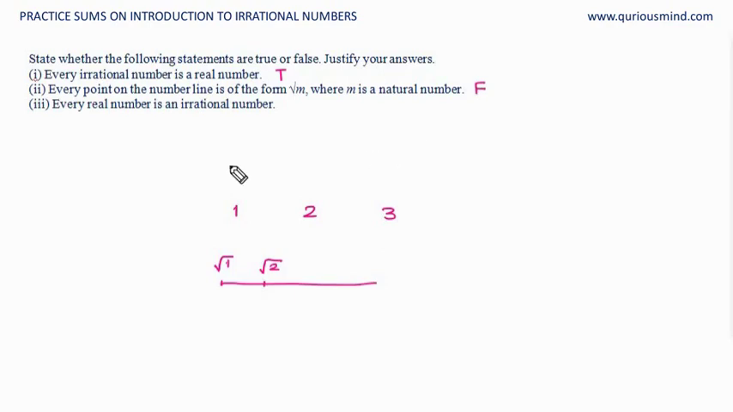Let's do the next one. Every real number is an irrational number. That's not true, because real numbers also consist of rational numbers. So every real number cannot be irrational. Real numbers are made up of irrational as well as rational numbers. Again, this is false. Let's do the next one.